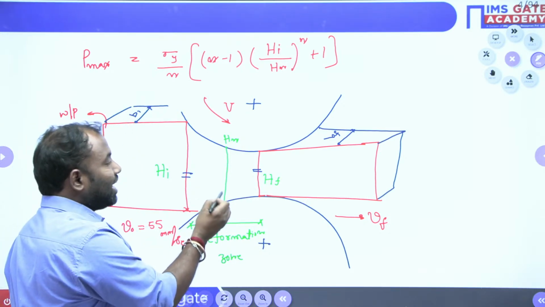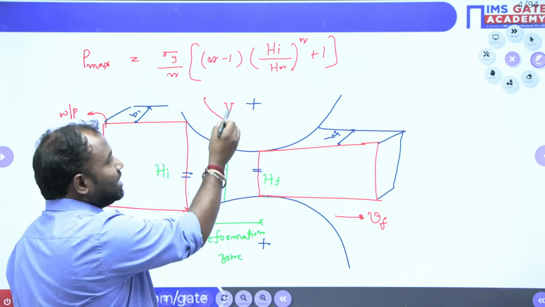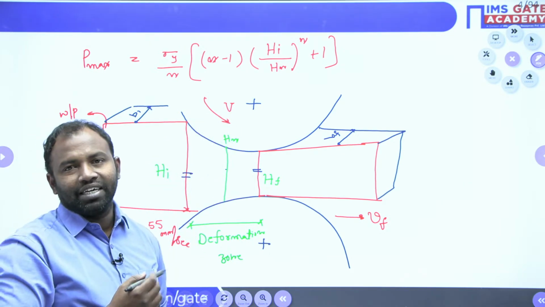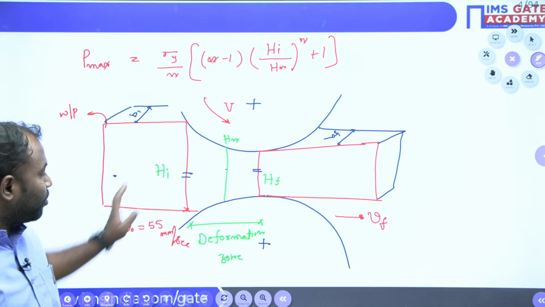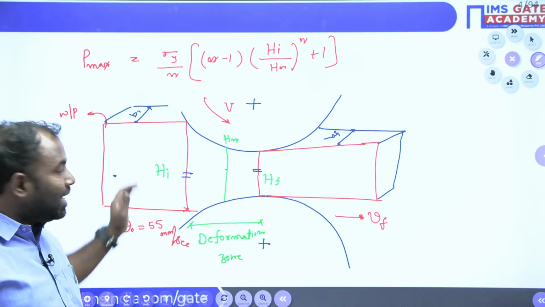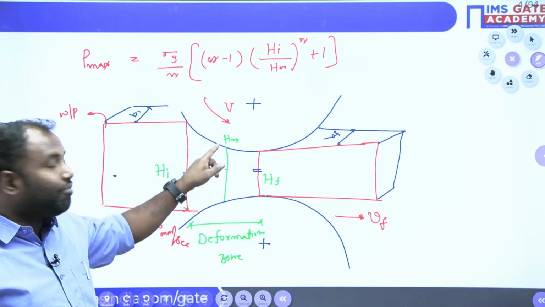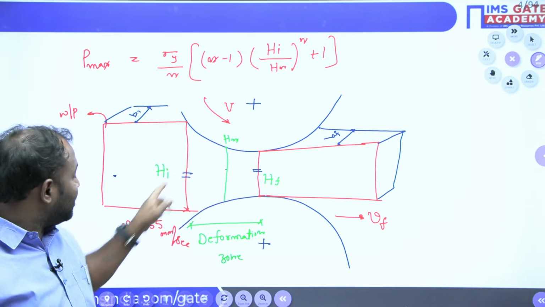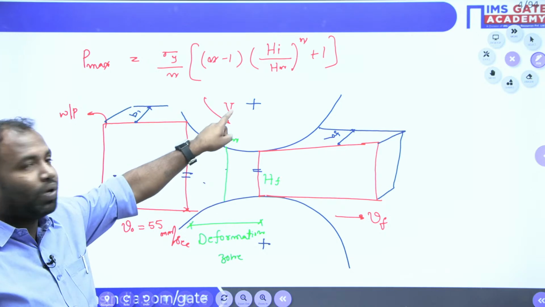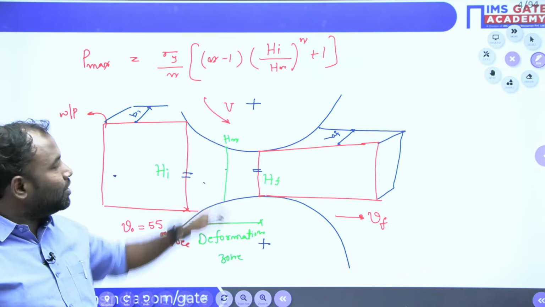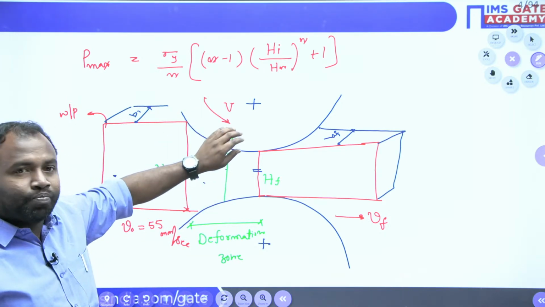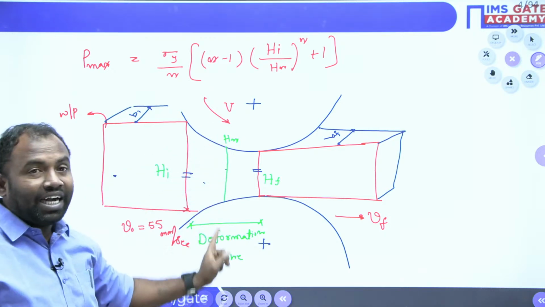Now, the workpiece velocity at the neutral point is equal to the roller surface velocity. In the beginning of rolling, the workpiece velocity is very less. As the rolling progresses, the velocity of the workpiece continuously increases. Exactly at the neutral point, the velocity of the workpiece is equal to the velocity of the roller. So the roller surface velocity is equal to the workpiece velocity at the neutral plane.